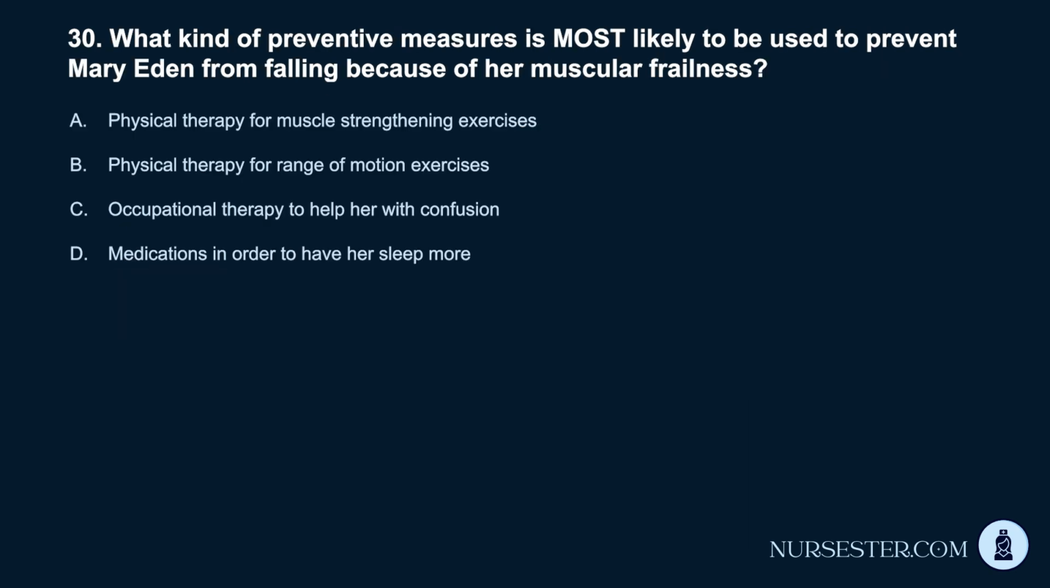30. What kind of preventive measures is most likely to be used to prevent Mary Eden from falling because of her muscular frailness? A. Physical therapy for muscle strengthening exercises. B. Physical therapy for range of motion exercises. C. Occupational therapy to help her with confusion. D. Medications in order to have her sleep more. Correct answer: physical therapy for muscle strengthening exercises.